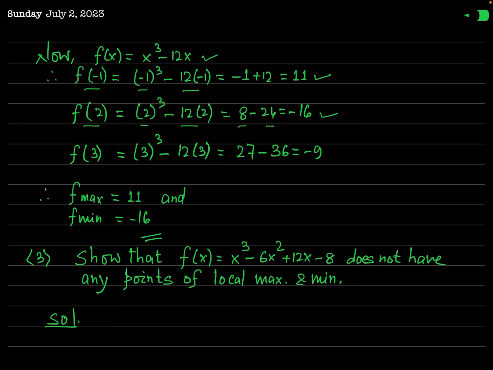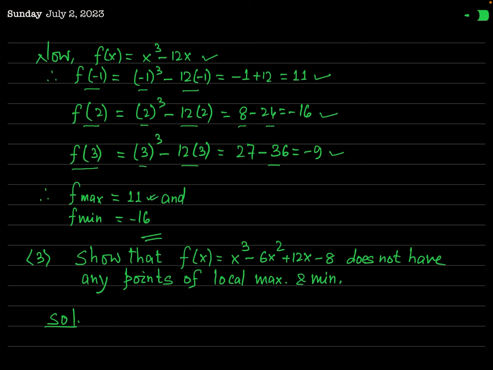Okay. And at the third point, x equal to 3, the function f of 3 is what? This is 3 cube minus 12 into 3, and that will be 27 minus 36, and that is equal to minus 9. Now, observing these 3 values of the function, when x is minus 1, x is 2, and x is 3, you can easily say that among these 3 values, this 11 is the maximum value of our function.